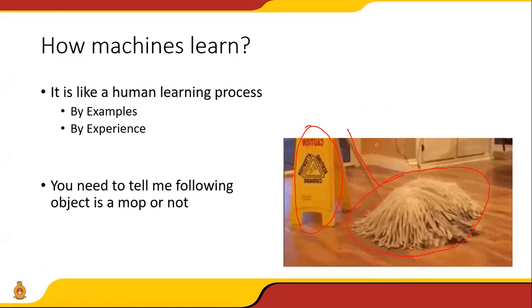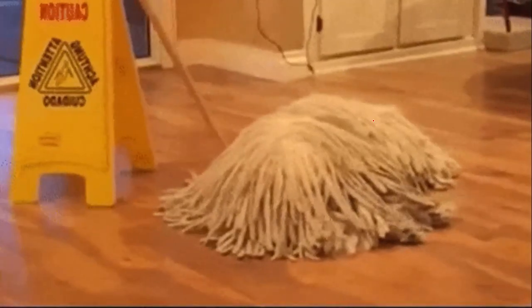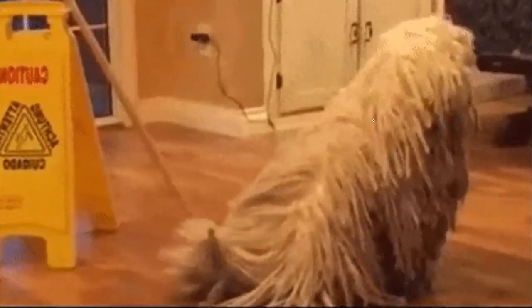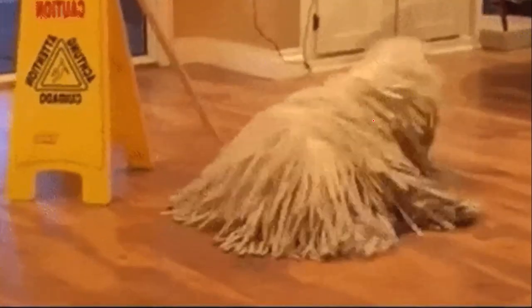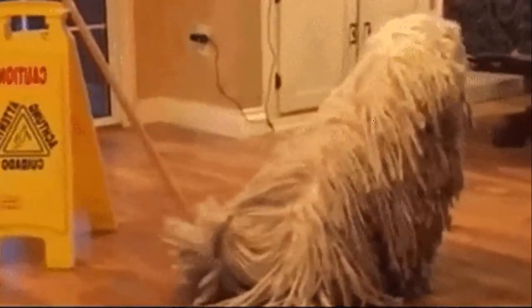If you are telling it's a dog, then you are telling by experience, because you saw this image somewhere else. At the very first time, it's very hard to understand whether this is a dog or a mop, right? We'll see what happens in this case. The dog, right? It's a dog.